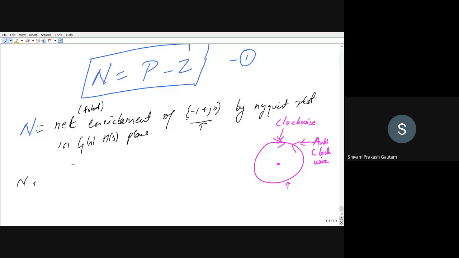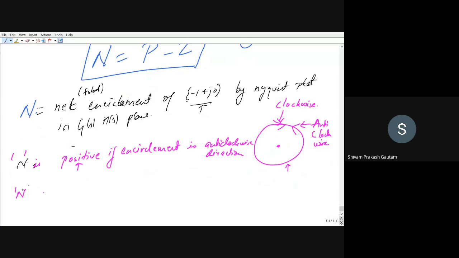Now N is positive, and you will count encirclement as positive, if the encirclement is in the anti-clockwise direction. If the encirclement of the point is in the anti-clockwise direction, then we will count it as a positive encirclement. Similarly, opposite to this, N is negative if the encirclement is in the clockwise direction.